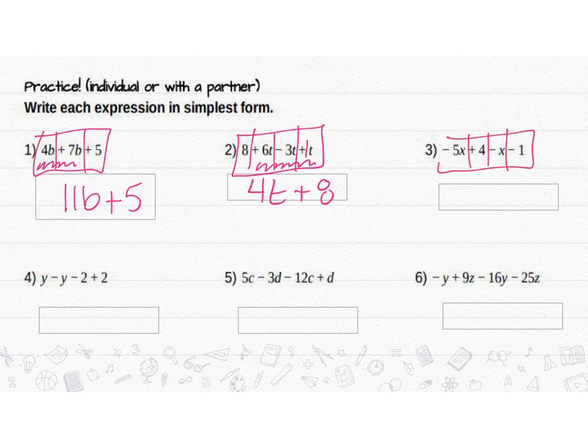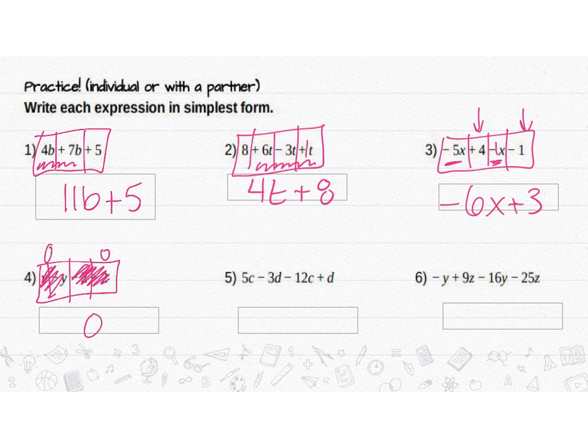Here we have negative 5x and negative 1x gives you negative 6x, and then 4 plus negative 1 is positive 3. The last one's another interesting one. Actually, everything just cancels out because negative 2 plus 2 just gives us 0, and y minus y, or y plus negative y, gives us 0. So our answer is 0.